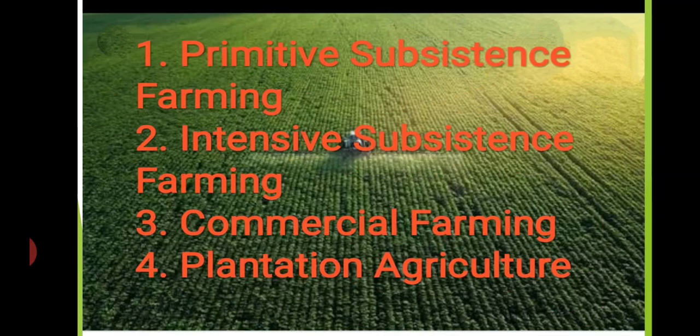Intensive subsistence agriculture, maximum use of minimum land is done. The farmer cultivates a small plot of land using simple tools and more labor. More than one crop in a year can be grown on the same plot. This is commonly practiced in China, Japan, India, and several other Southeast Asian countries.